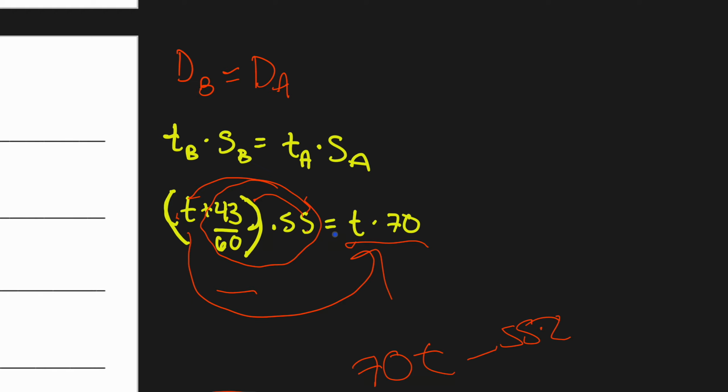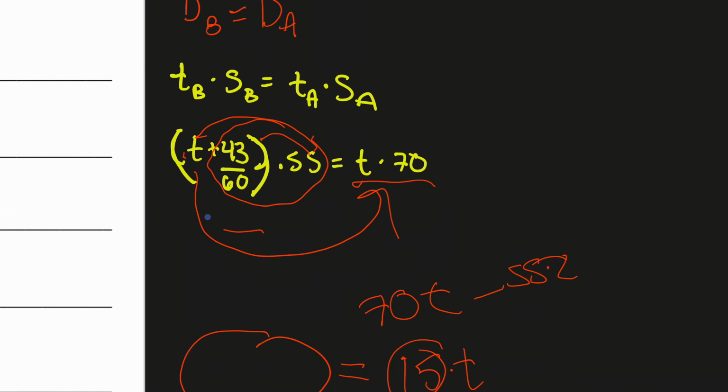But because our speeds are in hours, we want to convert these times into hours. So 43 minutes over 60 plus t, that's going to be in hours. From this point, either use the solver or do a little bit of algebraic manipulation.